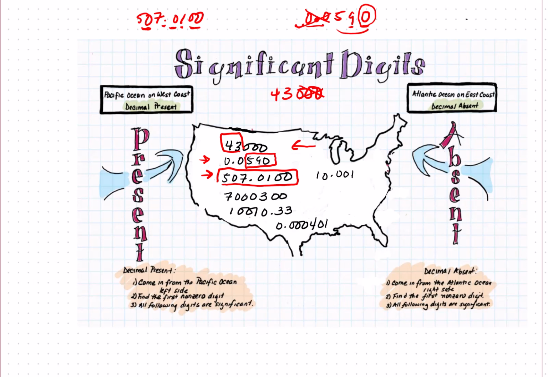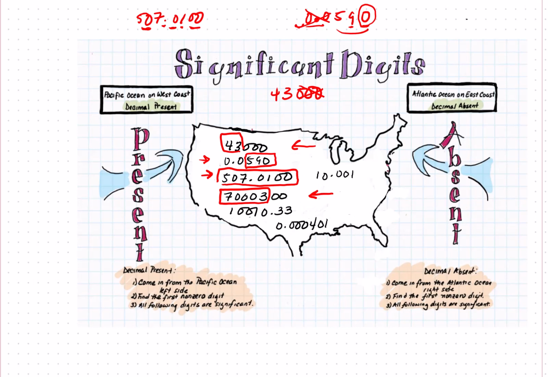In the next number, if you notice, there is no decimal given or present. So I need to come in from the Atlantic Ocean. So I come in from the right side. I go to the first non-zero digit, which is a 3, and I count everything after that. So 70003, so there's 5 significant digits.